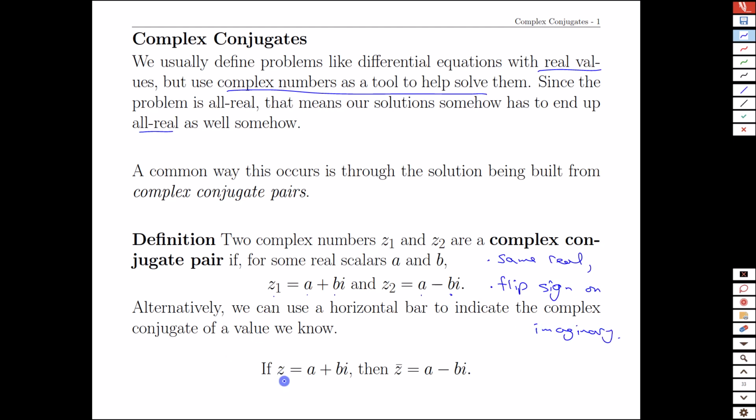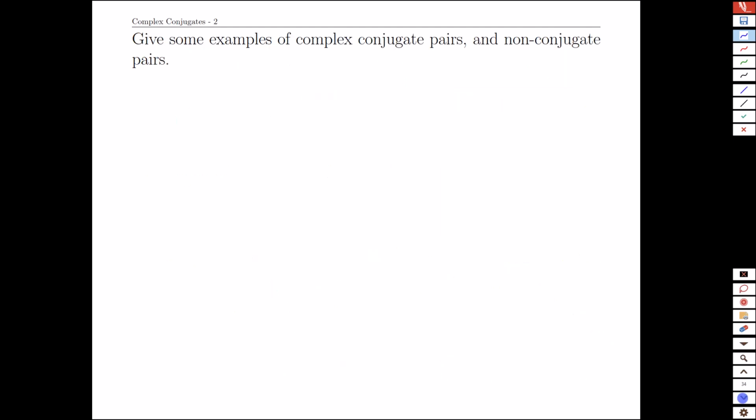Sometimes notation-wise, if we have a particular complex number already and we want to build the complex conjugate, we indicate that with a bar over the z value here. So what that means is, if we have z is equal to a plus bi, then if we draw z bar, we would flip the sign of the imaginary component. So just to get some quick examples on the table, if we had 3 plus 2i, then 3 minus 2i would be a complex conjugate pair.